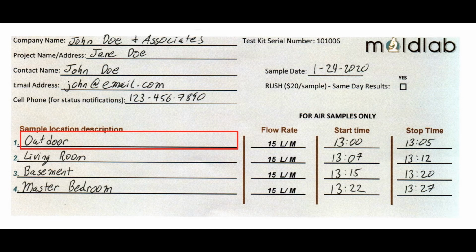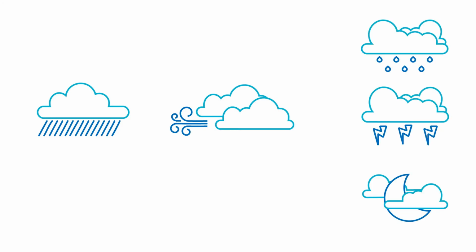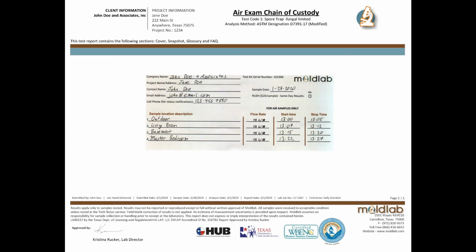Don't forget to take one sample outside. Your results will be difficult or impossible to interpret without one. When taking your outdoor sample, make a note of the weather, as rain, wind, and other conditions can affect your outdoor result. Finally, we'll look at an example air report.